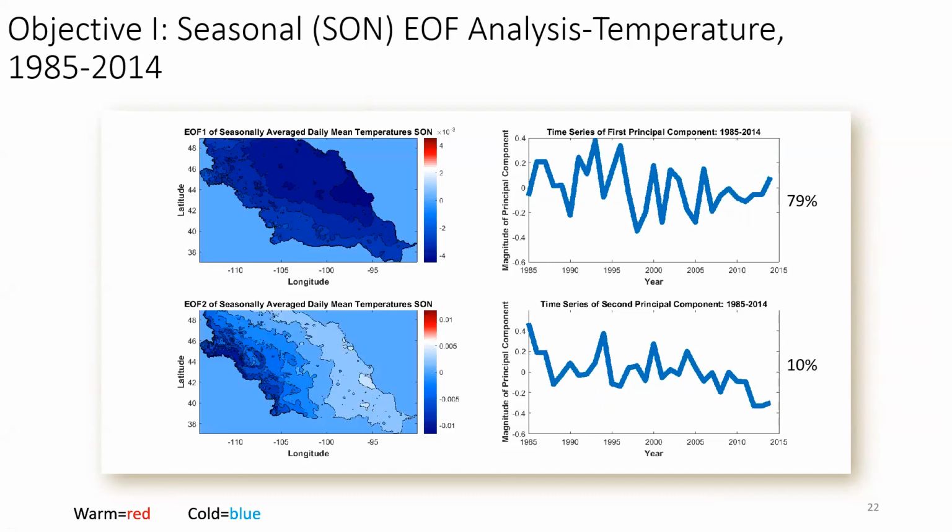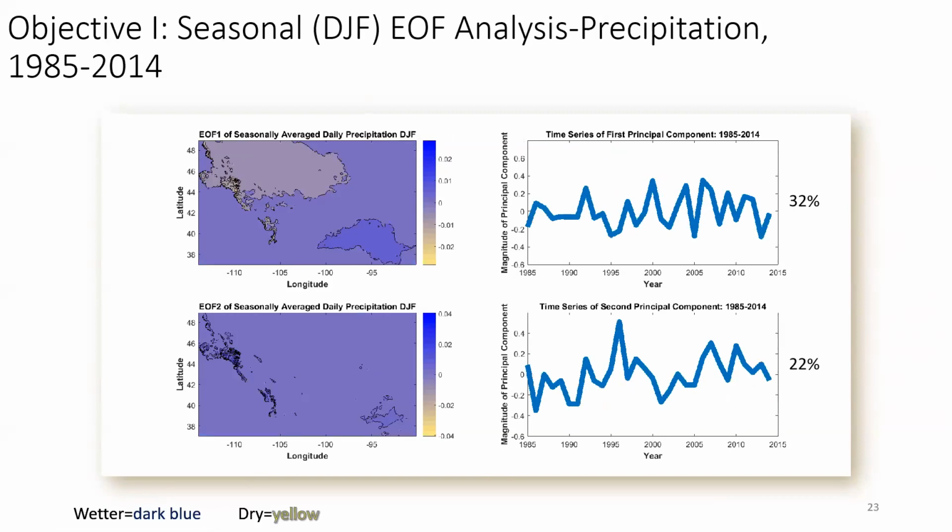Moving on to the fall season. For EOF1, when we look at our guide in the upper left-hand corner, and then we look at its corresponding principal component value in the upper right-hand corner, when the principal component value is positive, temperatures tend to be cooler than average across the entire basin. And again, when the principal component value becomes negative, everything that is shaded blue in the upper left-hand corner becomes red in those same regions by the same magnitude. So that's what the temperature EOF analysis looks like for the seasons.